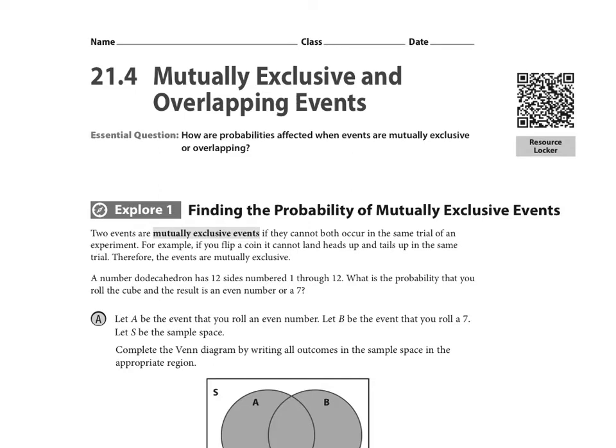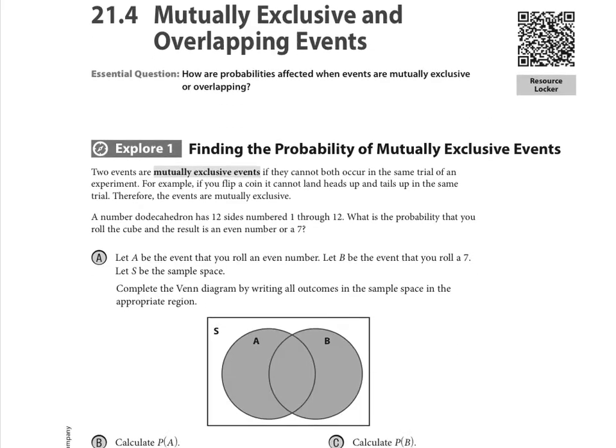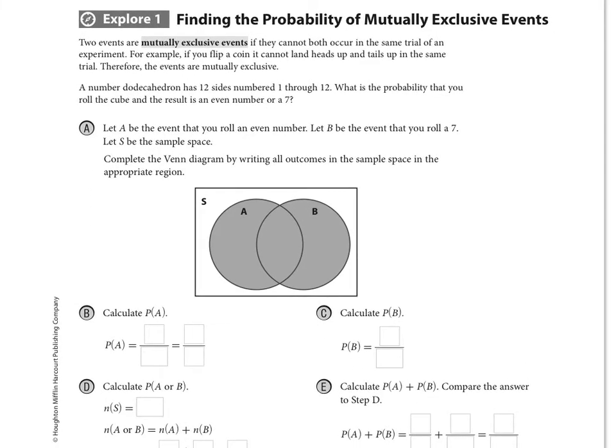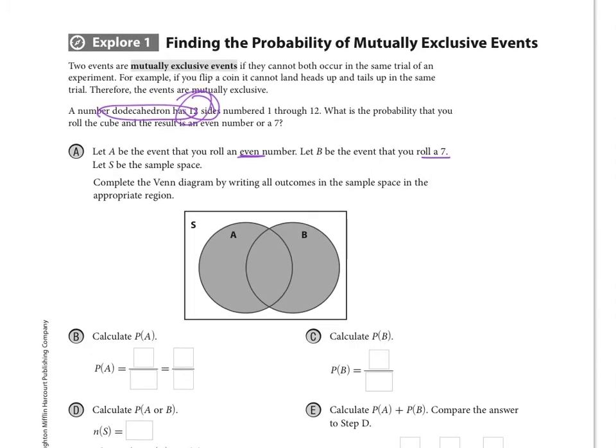So to talk through how we would calculate the probability if we have mutually exclusive events, in part A we have: let A be the event that you roll an even number when you are rolling, as you can see here, a dodecahedron, which has 12 sides. What we want to do is fill in this Venn diagram by writing where all the outcomes would be. Event A is rolling an even number, and event B is rolling a 7. Let's zoom in a little bit on this Venn diagram and write in our values.